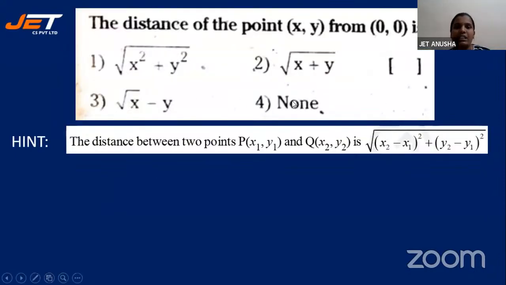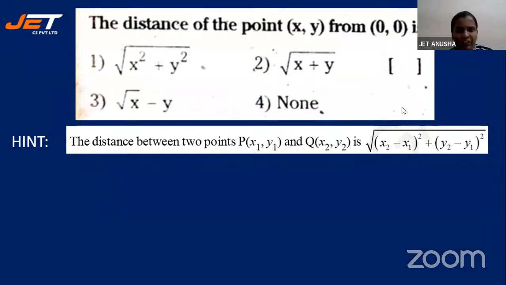So, the next question is, the distance of the point x, comma y from 0, comma 0 is, first option, square root of x square plus y square. The second option, square root of x plus 5. Third option, square root of x minus 5. Fourth option, none. So you need to use the distance between 2 points.